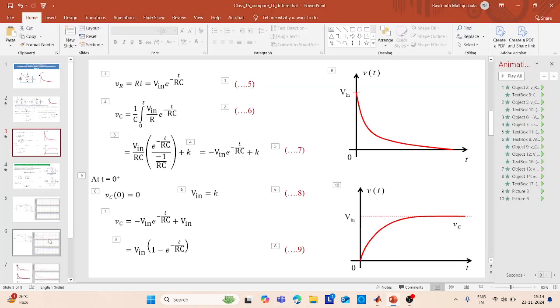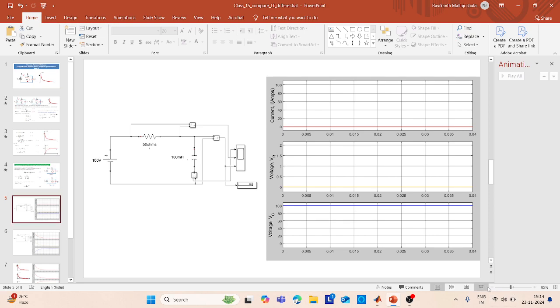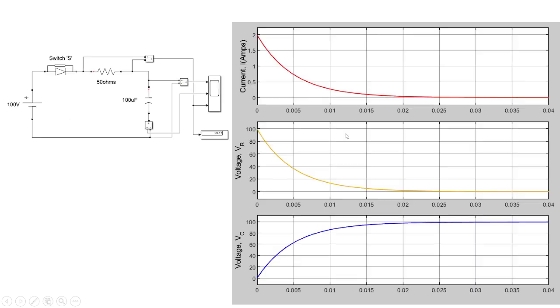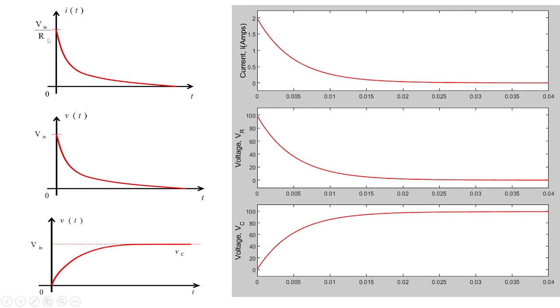So when you see a practical circuit application for a circuit without a switch, this is the output we got, and with switch, this is how the output we got. And the theoretical analysis, as I have shown you, the current through the circuit, voltage across resistor, voltage across capacitor, these waveforms are quite similar to the practical waveforms in MATLAB. So this is how you study the transient behavior of an RC circuit.